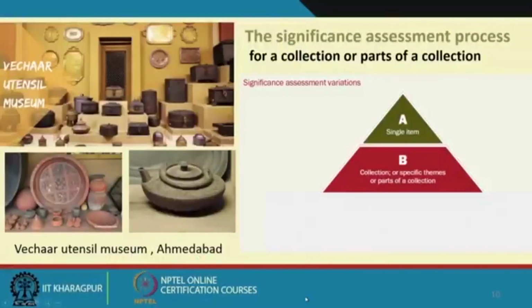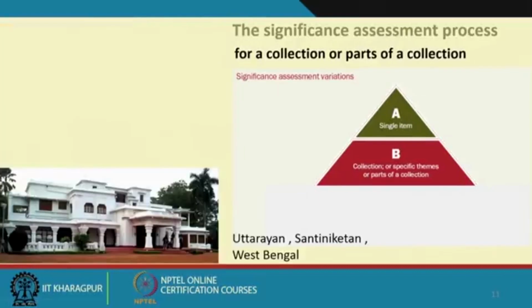So, this is the second variation, a collection of specific themes, and here the theme is the utensil. The collection of the various objects relating to the theme contributes to the significance of this museum.